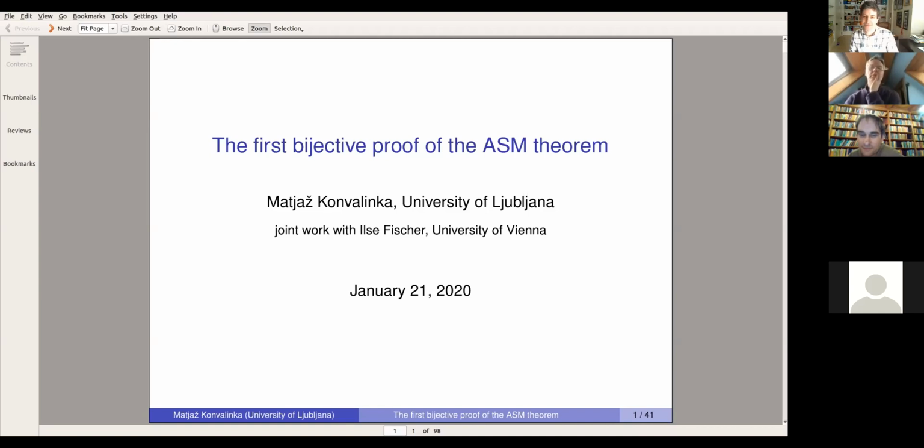So he works on enumerative and algebraic combinatorics, and he recently won the Robbins Prize along with Roger Behrend and Ilse Fischer for a paper on alternating sign matrices, where they proved a 30-year-old conjecture about the enumeration of a certain symmetry class of alternating sign matrices, the only open case that had been open for a long time. And today he's going to talk about something related to that. So he'll tell us about the first bijective proof of the famous alternating sign matrix theorem.